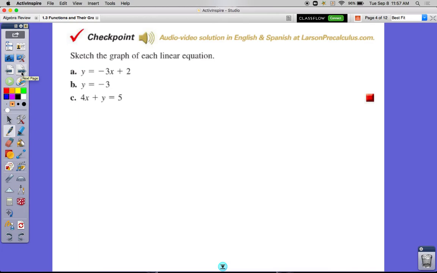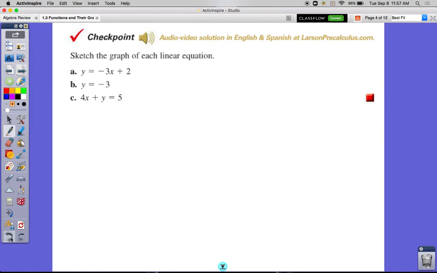So here you have an opportunity to graph and sketch these on your own. What I'm going to do at this time is advise you that if you want to try this, go ahead and pause the video. Otherwise, I'm going to go ahead and graph these for you and show you what these should look like. So pause now if you would like to try. Otherwise, here we go. So part A.